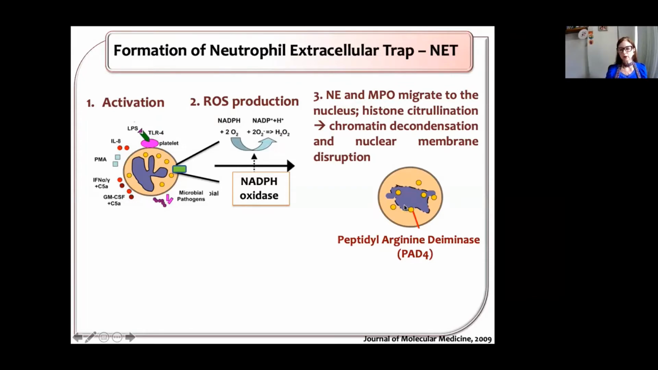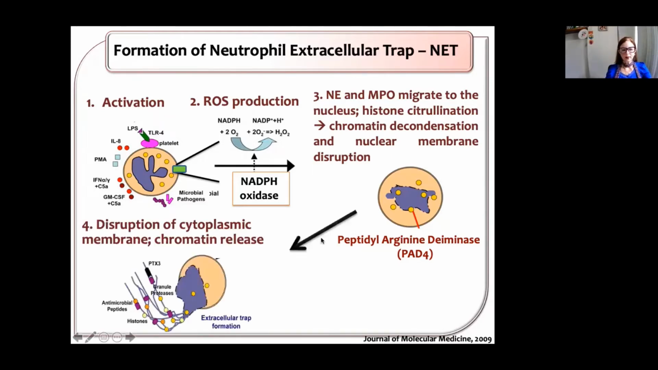it undergoes a process of chromatin decondensation mediated by this enzyme, the peptidylarginine deiminase, that cancels the positive charge of arginine, so releasing the chromatin structure. And then we have the nuclear membrane disruption, and then finally you have this interesting extravasation of all the content of the cells in the shape of a cable.